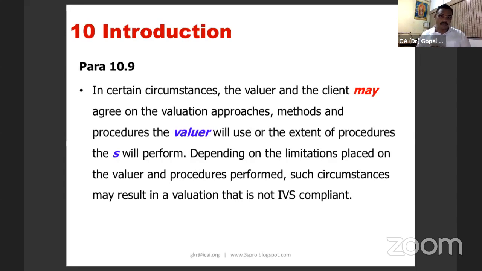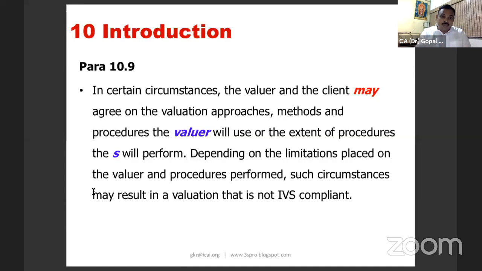You are not IVS compliant, because that is why you have to read the first para and second para properly. What is the first para? Valuer and client may agree. May agree, so it is not must, it is not should. But depending on the limitation placed on the valuer and procedure, such circumstances may result. Again, the word is may.